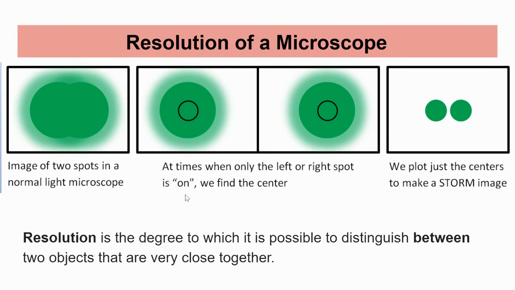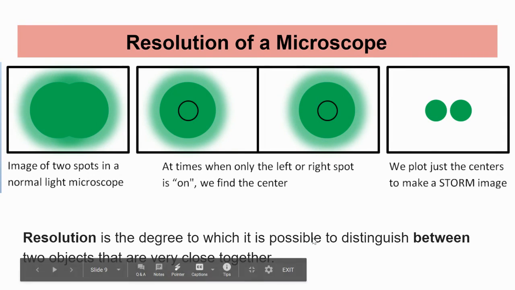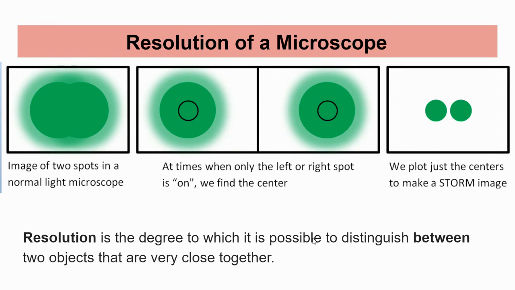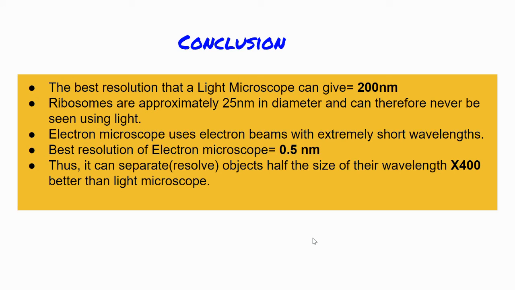Quick recap on what is resolution. Here you can see in the first image one big green spot, and the image of two spots in a normal light microscope will appear as one. It's the degree to which the microscope is able to distinguish two objects that are very close to each other. In our reading in the past module, we studied that in the light microscope we cannot detect ribosomes in the cell, but we can detect something as large as a mitochondria in the cell.